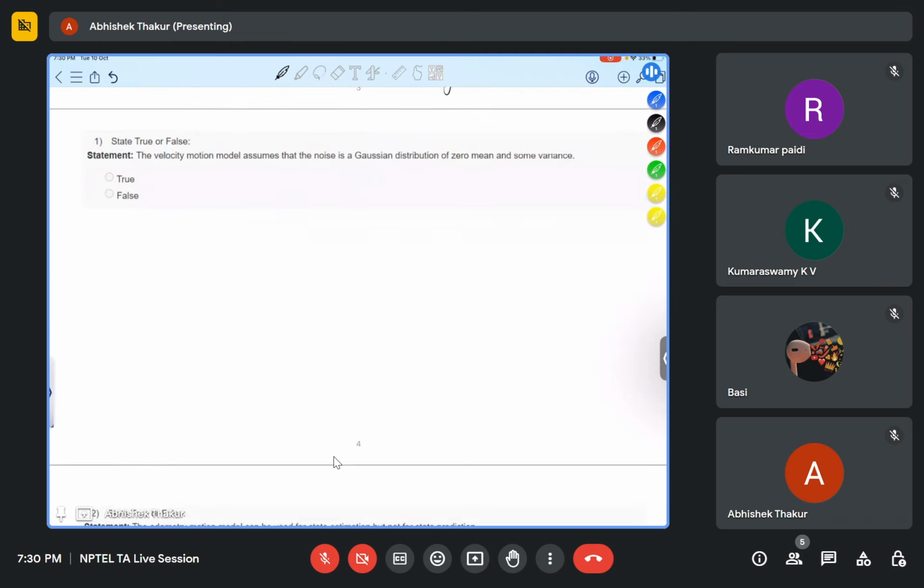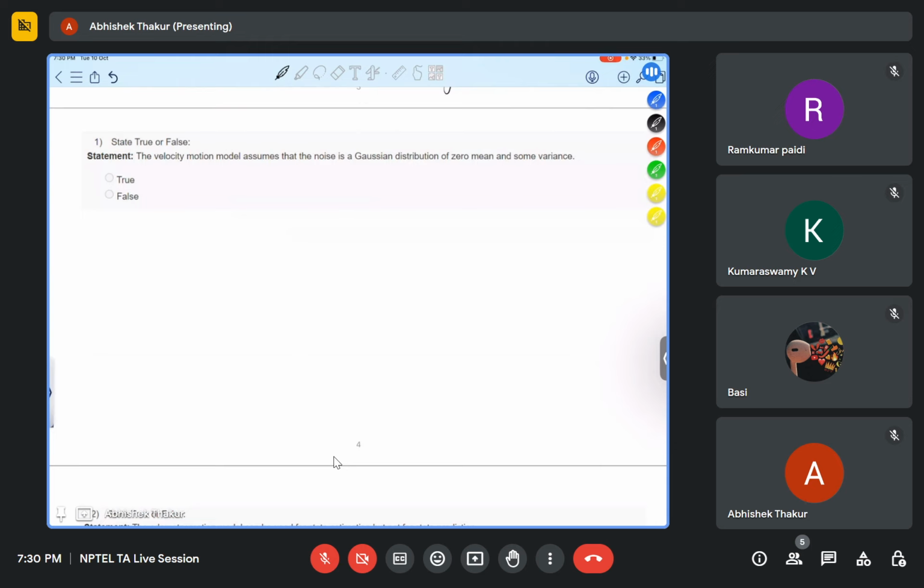So we'll solve some of the questions and also see some other concepts related to autonomous navigation. These questions are mostly theoretical this week. The first question is asking: the velocity motion model assumes that the noise is a Gaussian distribution of zero mean and some variance. It asks whether this statement is true or false.